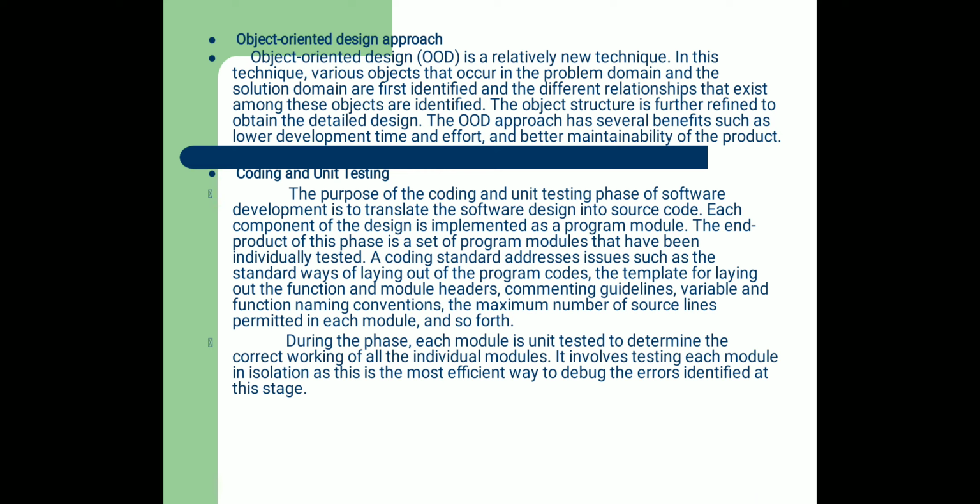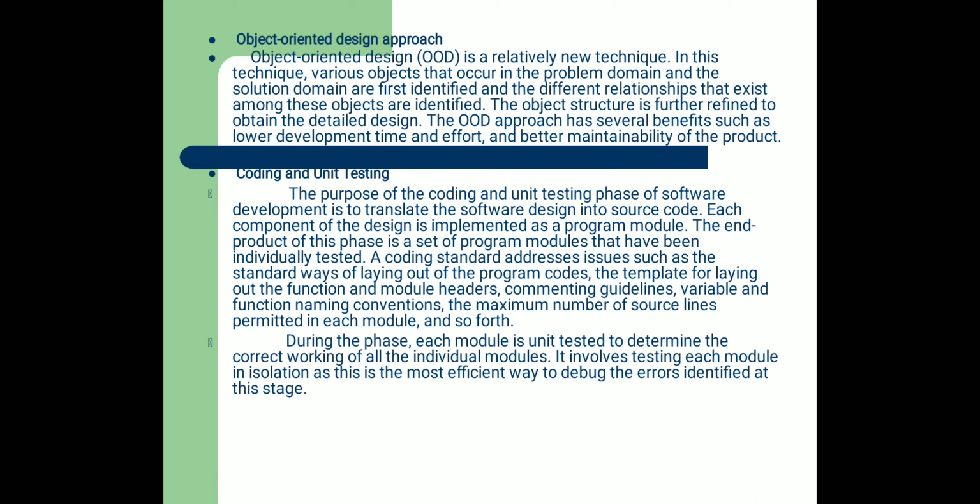The purpose of the coding and unit test phases of software development is to translate the software design into source code. Each component of the design is implemented as a program module. The end product of this phase is a set of program modules that have been individually tested.